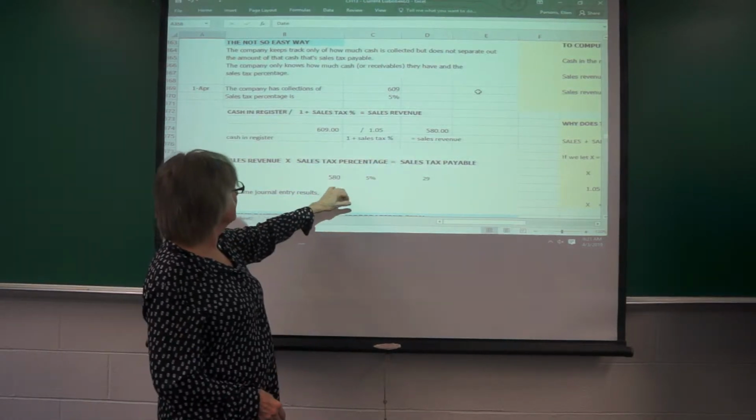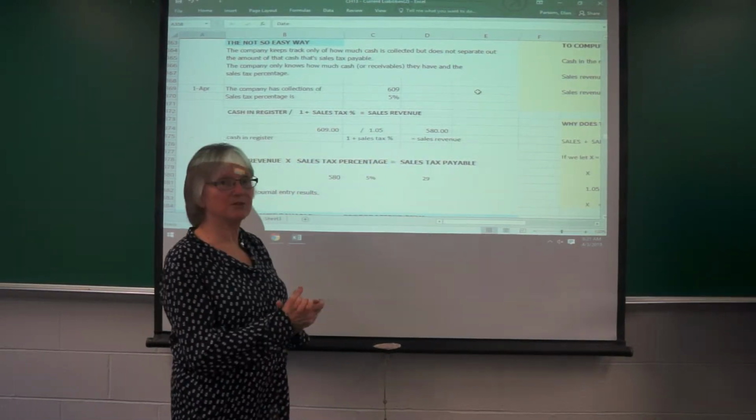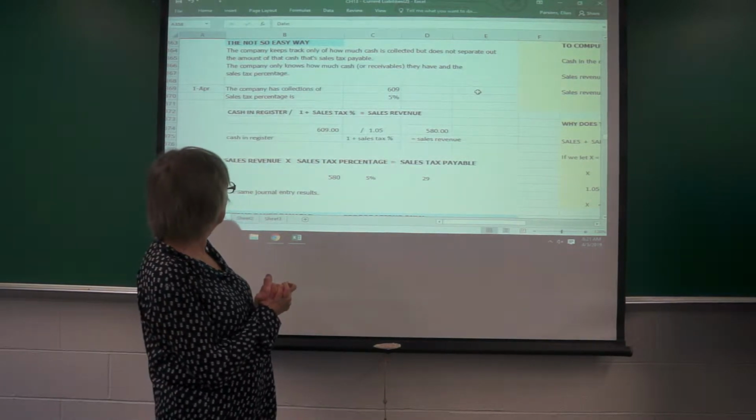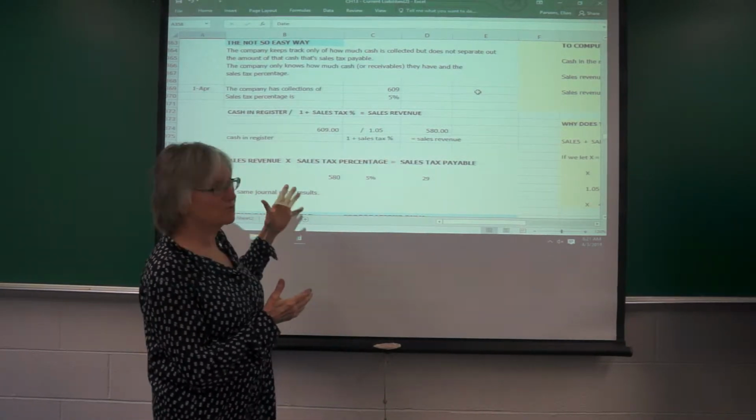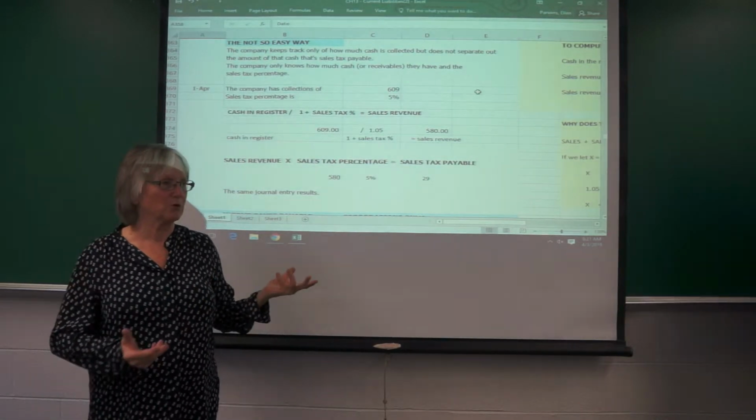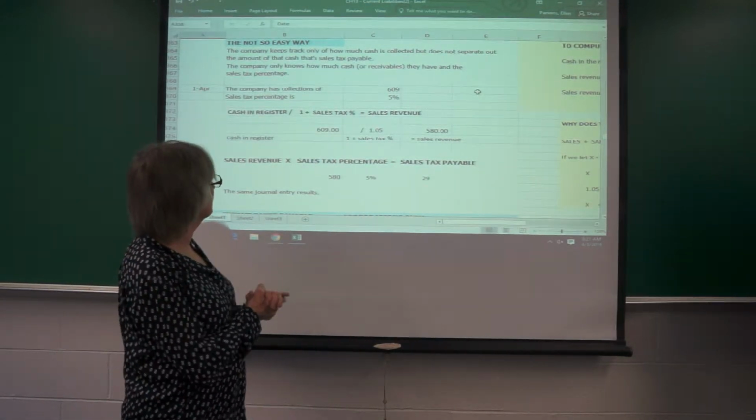Then you can take the 580 times 5%, and you'll get the sales tax payable of 29. You get the same journal entry as before, it's just you have to compute it a different way.